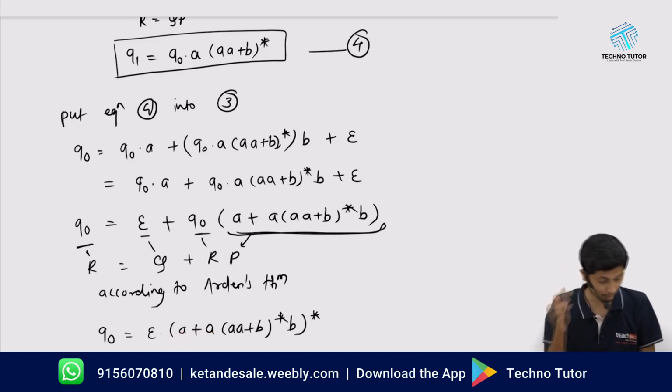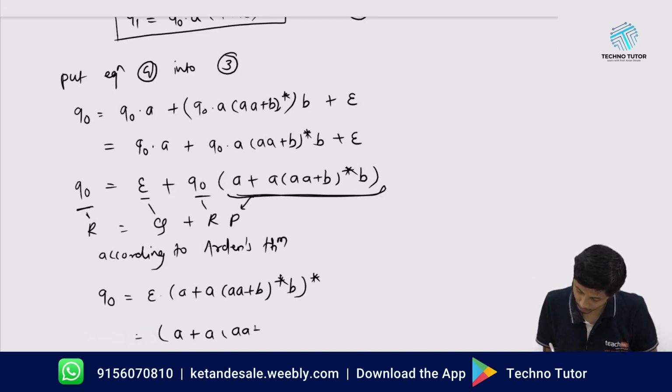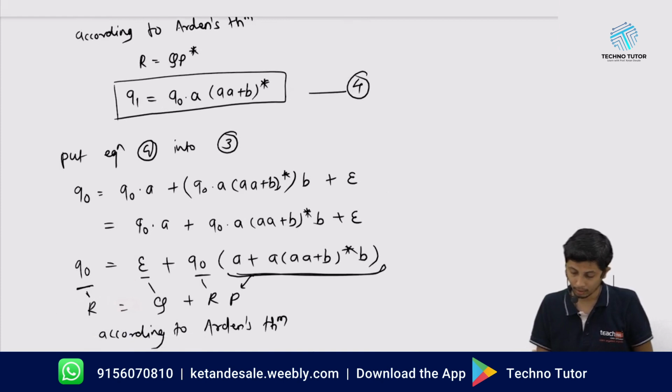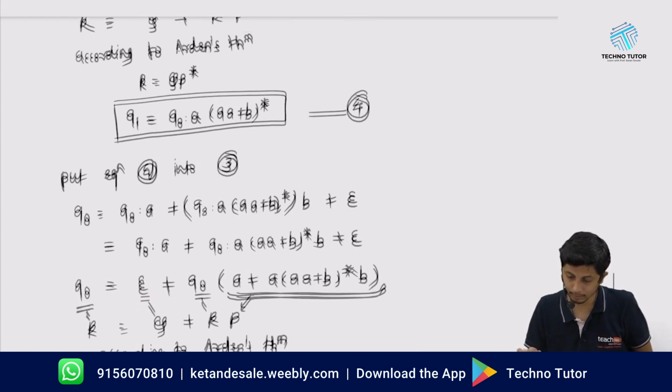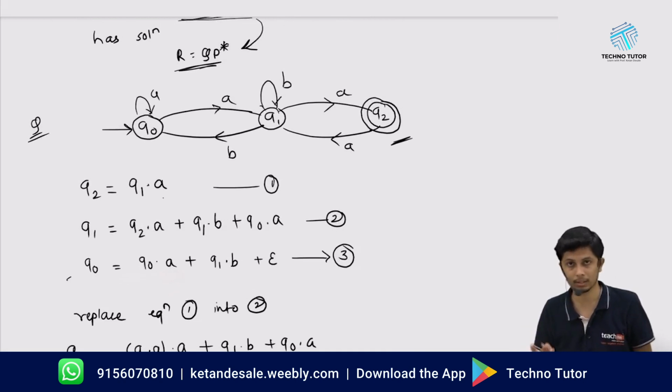Okay, so if you see this epsilon dot anything, so finally we will get A plus A into A plus B raised to star B bracket raised to star. So here we will get the value of Q0 now. इसको हम नाम देंगे 5. Okay, now if you see Q0 value is available with us, but our final target is what? Q2, क्योंकि this is our final state.